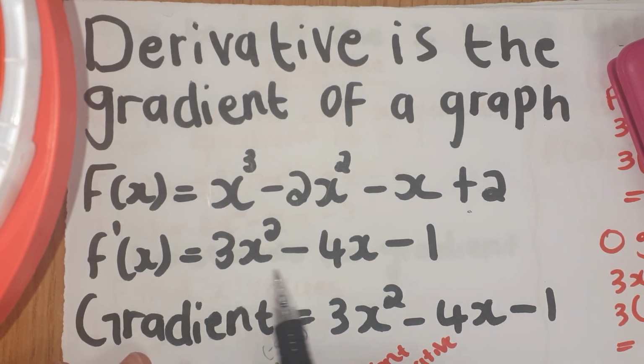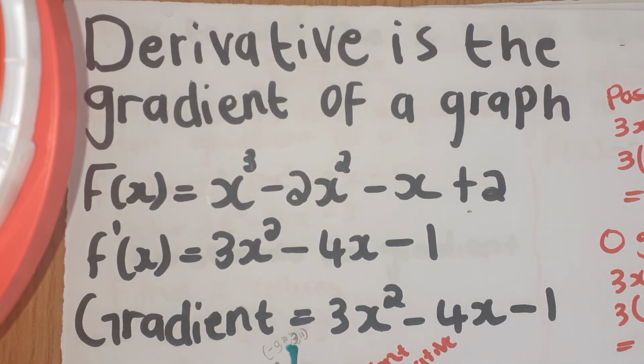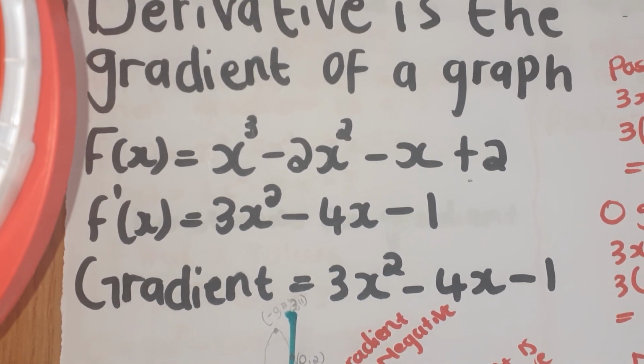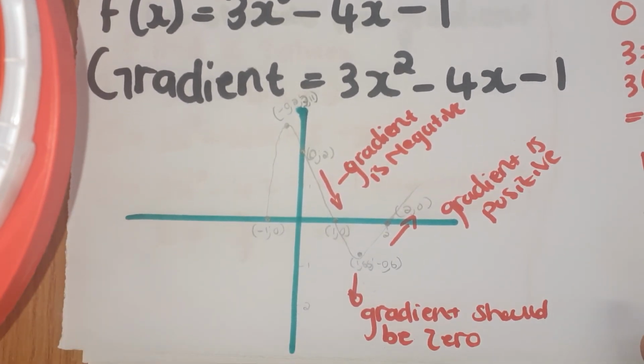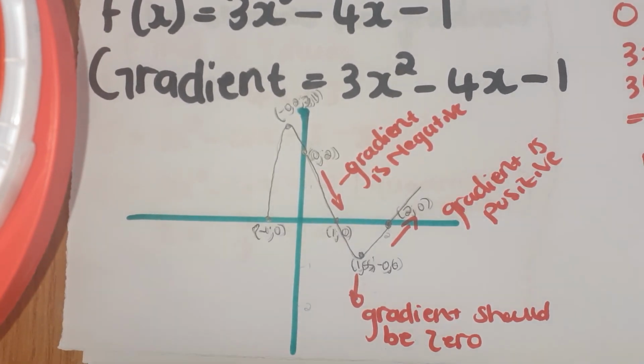So this is the derivative. This is the gradient of that graph. When you ask for a gradient, they're asking for the derivative. That's what you have to know. That is the gradient. So let's look at this graph. So we have this graph, and this is a cubic graph.